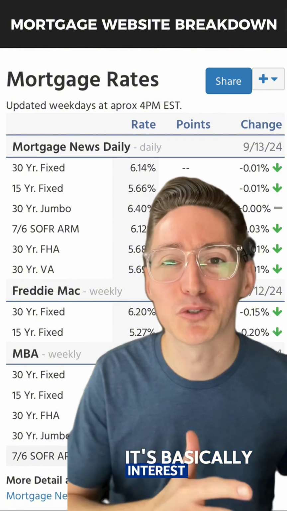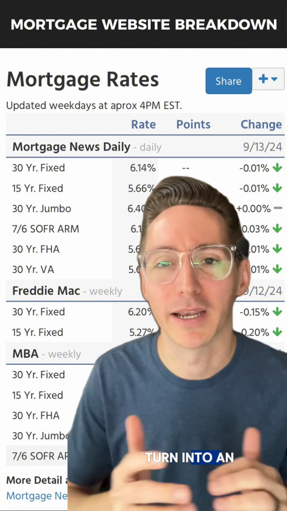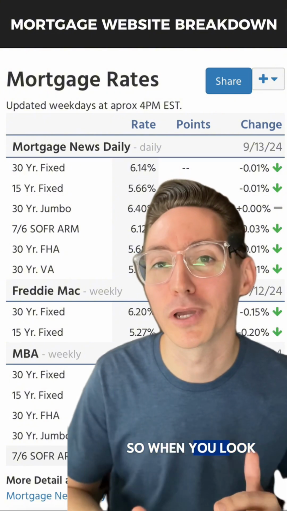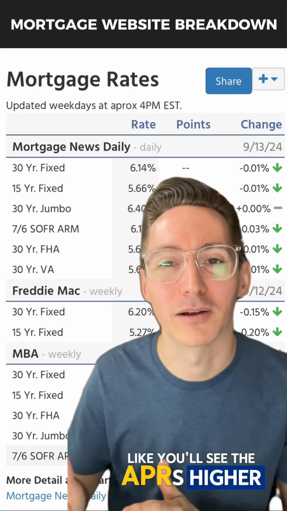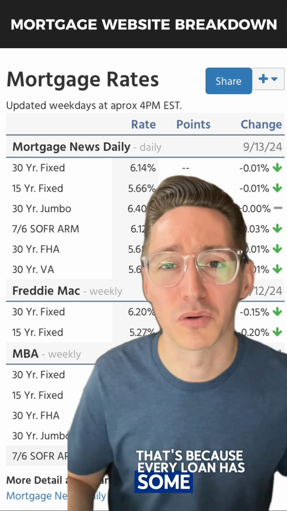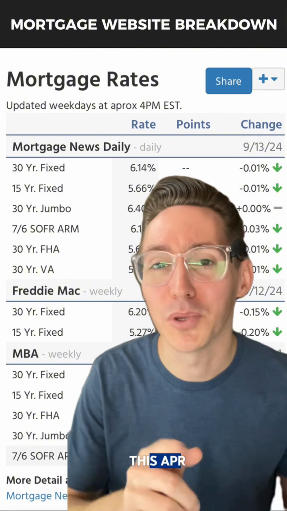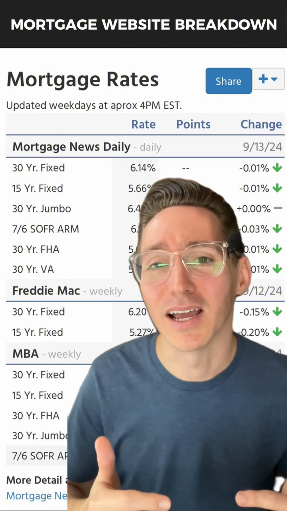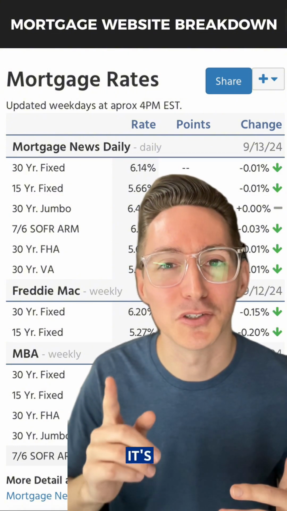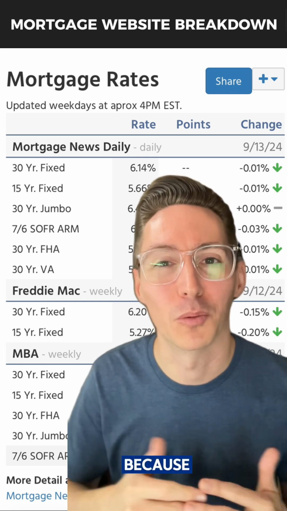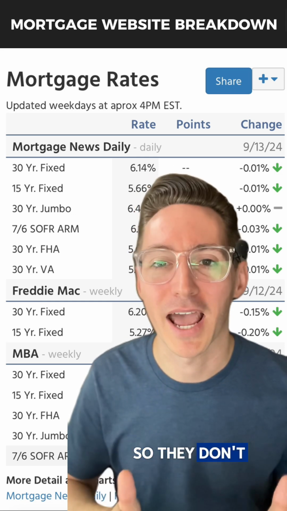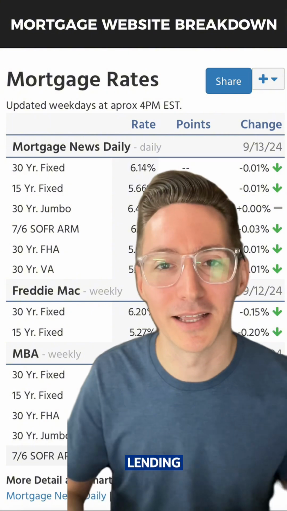It's basically interest rate plus fees turned into an annualized percentage. So when you look at your loan disclosures, a lot of times you'll see an interest rate, but you'll see the APR is higher. That's because every loan has some sort of cost associated with it. But this APR can also include points. Now, with these interest rates, it's assumed that you're probably paying points for these, but they don't have to show the APR because they're a marketing website, and so they don't have to follow the same lending guidelines we do.